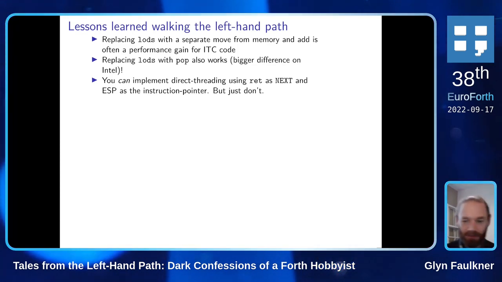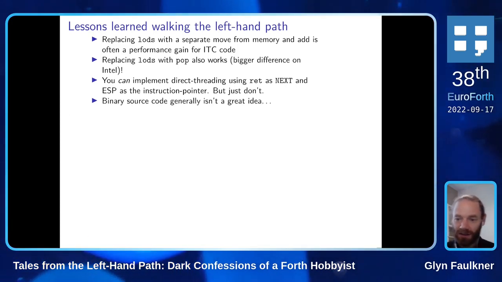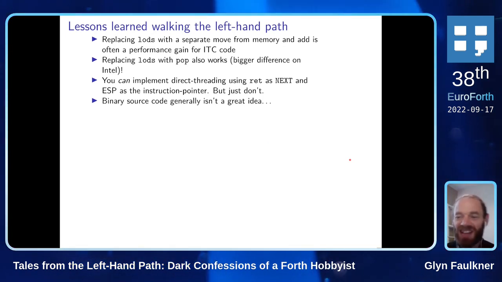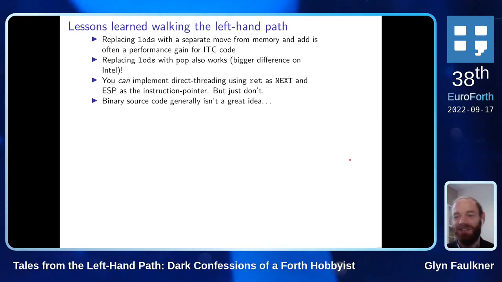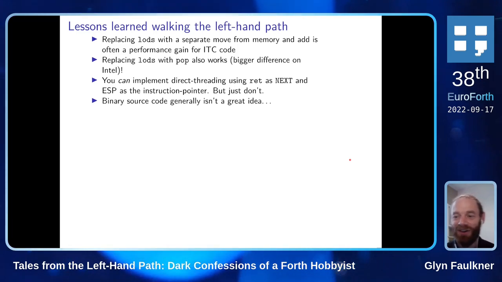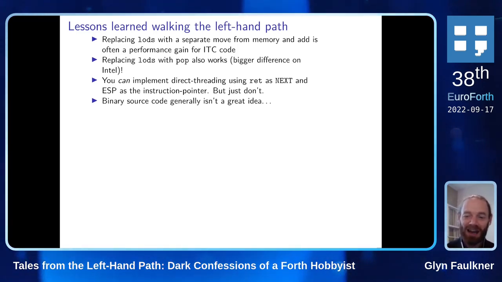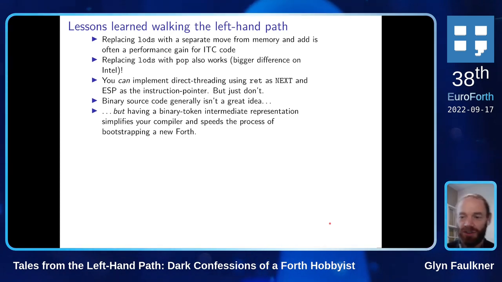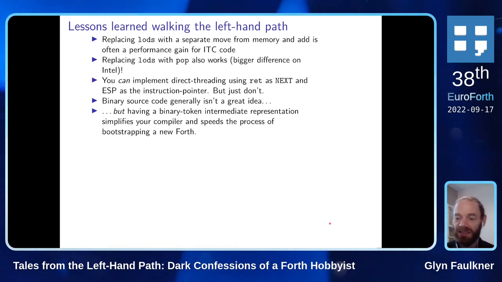What else do we have? So again, no surprises, binary source code, generally not a great idea. ASCII is a standard for a reason, and while there can be good use cases for non-ASCII source code, it's generally a good idea. However, most Forth compilers I've seen do a direct translation from source code to executable, whether that's threaded code or native code. Having a binary token intermediate representation does significantly simplify the compiler, however.